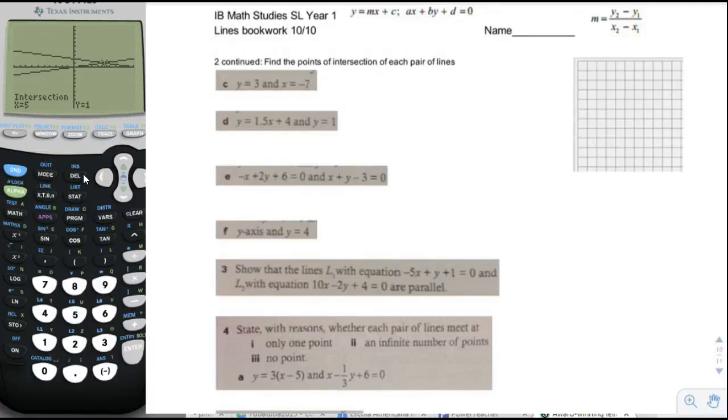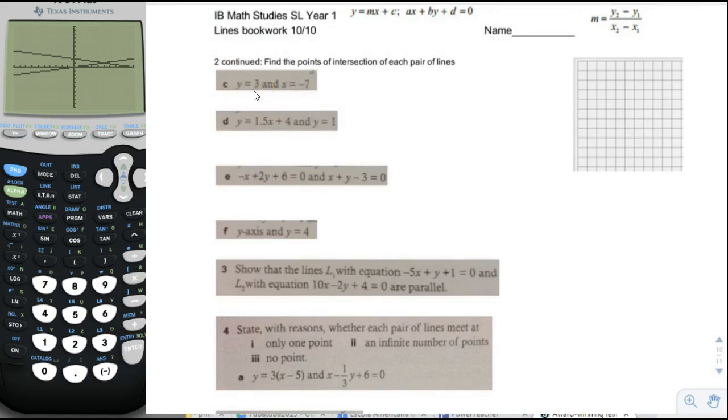Okay, page 10 of lines. Let's see, C. Find the points of intersection of each pair of lines. So the first two lines are kind of weird lines. It's y equals 3 and x equals -7. So these are not diagonal lines. These are vertical and horizontal lines because the equations look so funny, right?